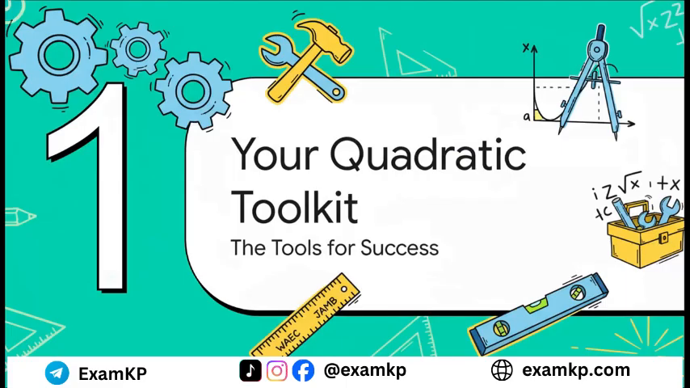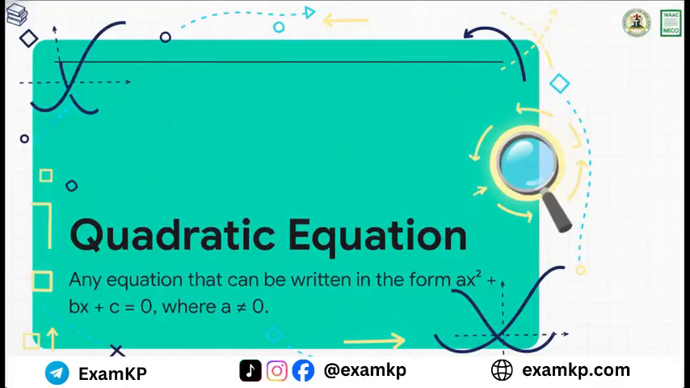You know, you can't build a house without the right tools, right? Well, it's the same with math. This section is all about loading up your toolkit with everything you need to confidently solve any quadratic equation you see. So what even is a quadratic equation? It's really just any equation that you can arrange into this specific format: ax squared plus bx plus c equals 0. The key thing to remember, the number one rule, is that a, the number in front of the x squared, can never ever be 0. Otherwise, it's not a quadratic anymore.